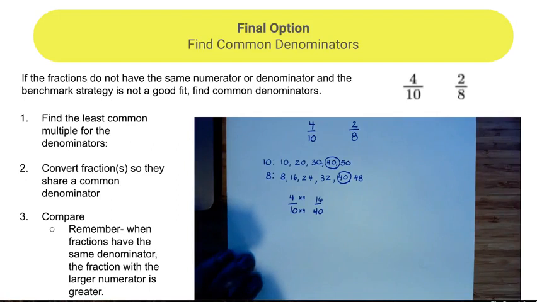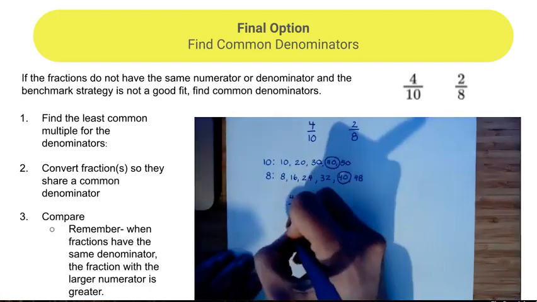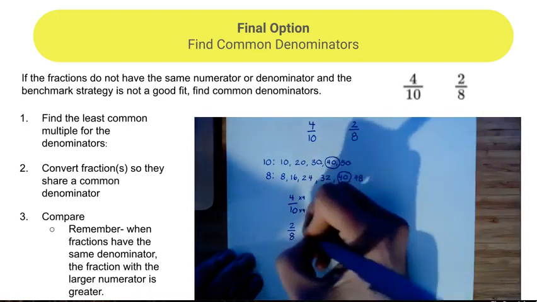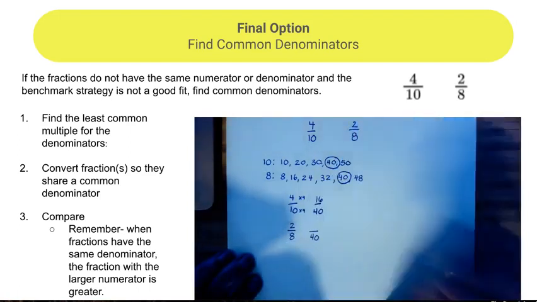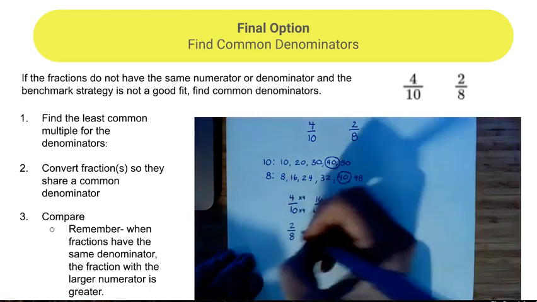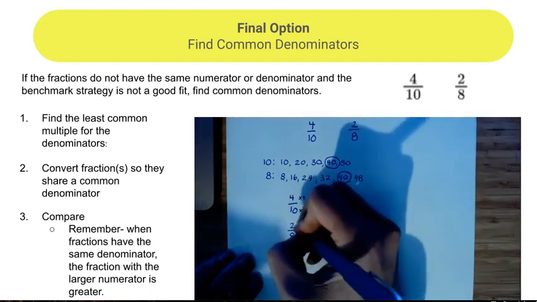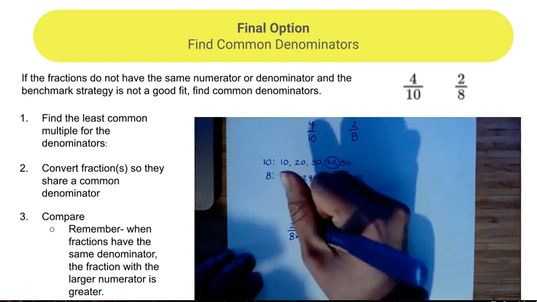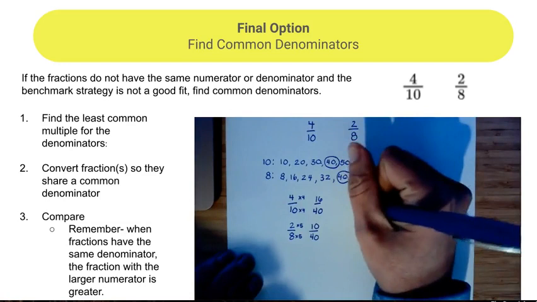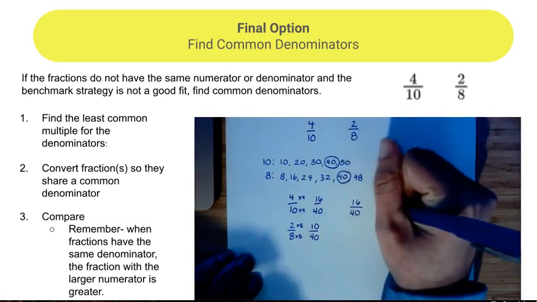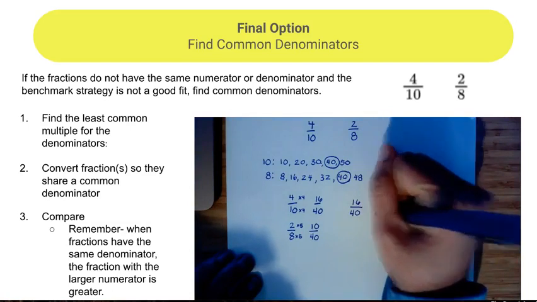Then I need to convert 2/8 to also having a denominator of 40. I multiplied 8 by 1, 2, 3, 4, 5 to get 40. So I must multiply 2 by 5, and I should get 10. So now I'm comparing 16 over 40 to 10 over 40.